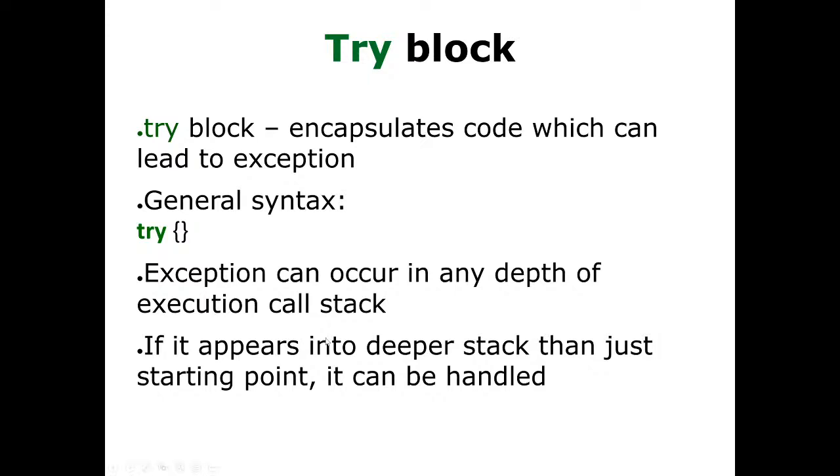So an exception can occur at any depth of the execution call stack. Please note that if you have a try block in one method, and then for example 10 levels of stack code from this method, and the exception is thrown somewhere on the 10th level, it means that it will go to the next catch statement, which will be in the initial method where you have this try block.